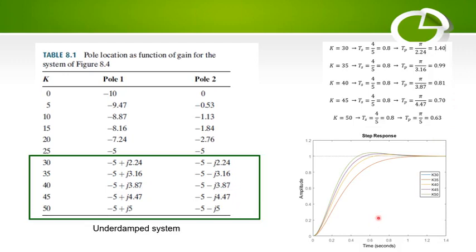I have plotted the step response for different values of K on this graph. As you can see, the peak time for different K values is changing. However, the settling time is approximately 0.8 for all the K values.